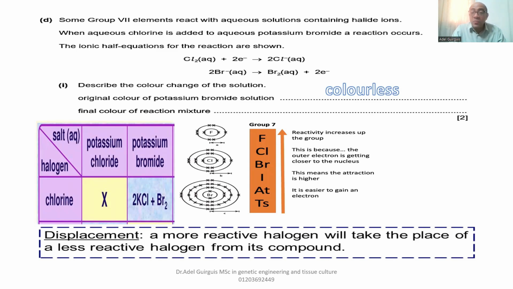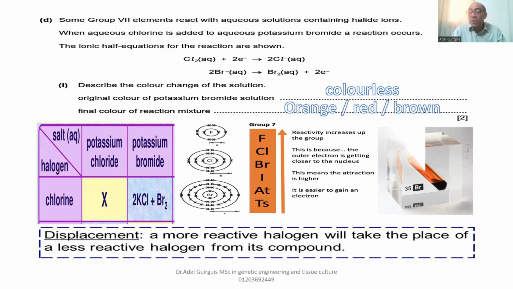What's the color of Br2? Orange, red, brown, like this. Look, yes, this is preserved as a sample containing bromine liquid at the bottom, and yes, at the top of this tube in this model. It's okay. With orange, red, brown, all these answers are good.